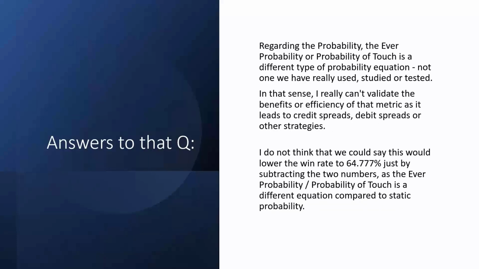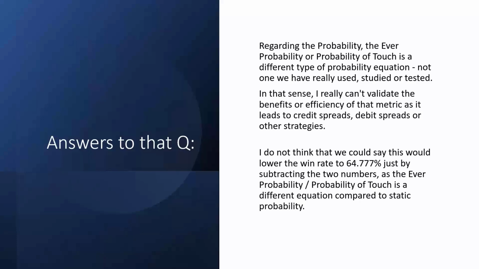My direct answer to his question via email, to Len's question via email, was regarding the probability. The ever probability or probability of touch is a different type of equation. It's not one we really use or studied or have tested when setting up our default searches and our tests for weekly naked put picks of the day, covered call picks of the day, the monthly naked put picks of the day, or our bull put credit spread, or bear call credit spread, or other strategies on PowerOptions. So in that sense, I can't really validate the benefits or the efficiency of that metric as it leads to credit spreads, debit spreads, other strategies.